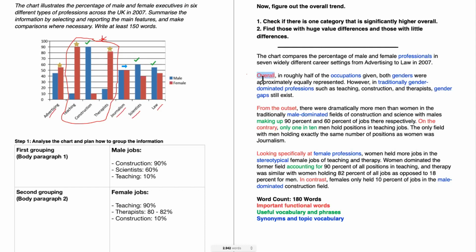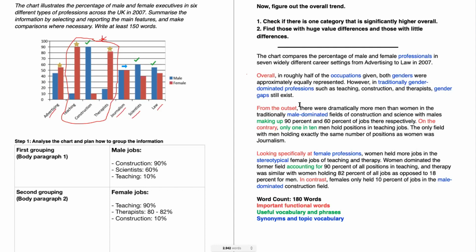Now, overall is a great functional word for the overview paragraph. It says overall, in roughly half of the occupations given, both genders were approximately equally represented, which is pretty much true, which we saw here. However, in traditionally gender-dominated professions, such as teaching, construction, and therapists, gender gaps still exist. So we see that these 3 trends that we looked at, these large gaps, are gender-dominated, and gender-dominated is a great way to say that there are more females or males in that area.